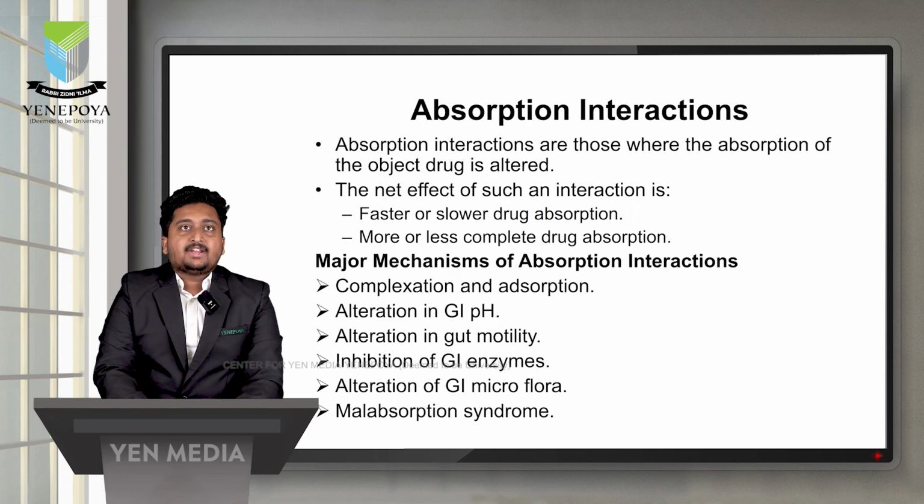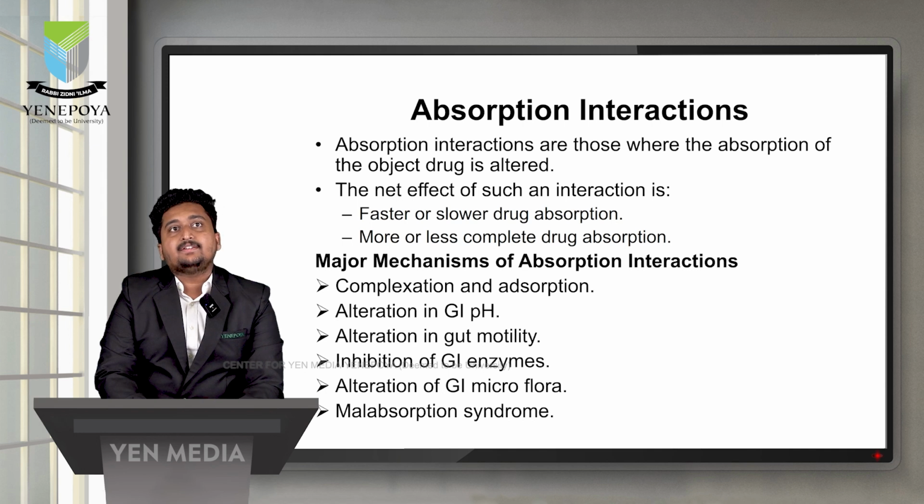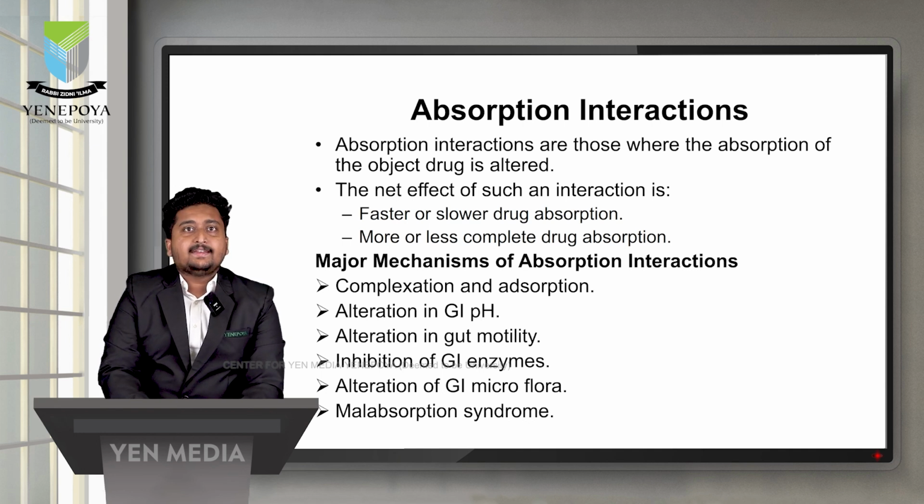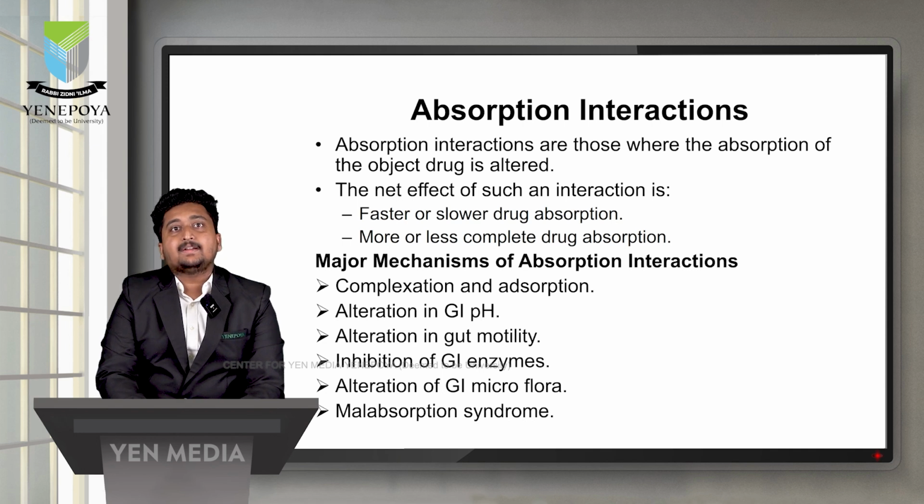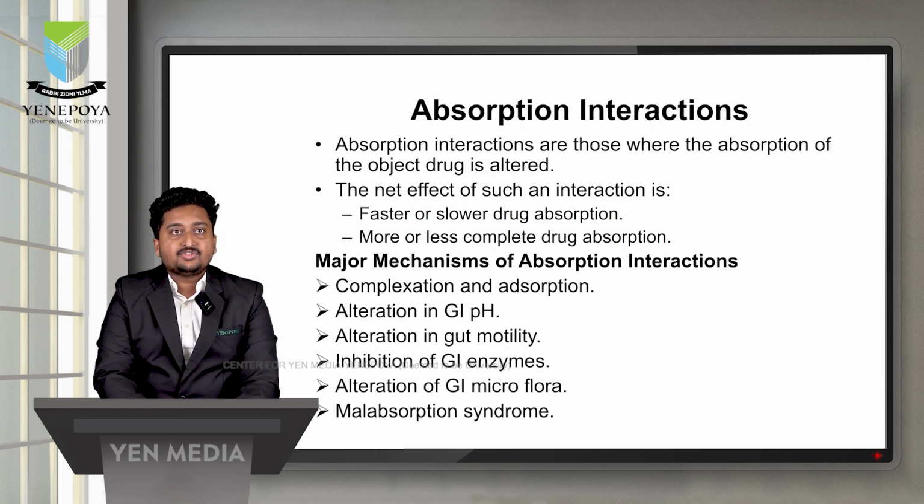Coming on to the first type, which is absorption interactions. Absorption interactions are those where the absorption of the object drug is altered. So what is the net effect? Either there is faster or slower drug absorption, which we say is absorption rate enhanced or reduced, and then we have more or less complete drug absorption. And what are the mechanisms? We saw it in the flow chart.